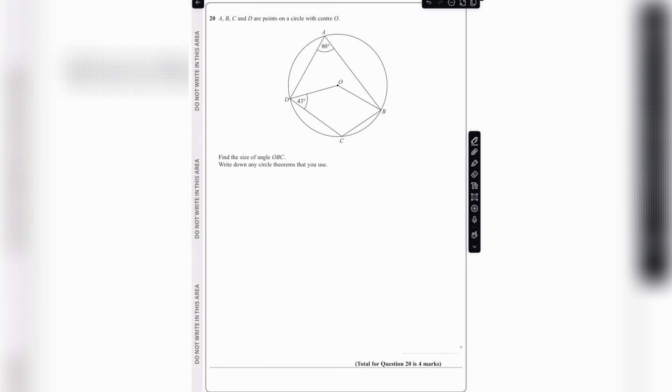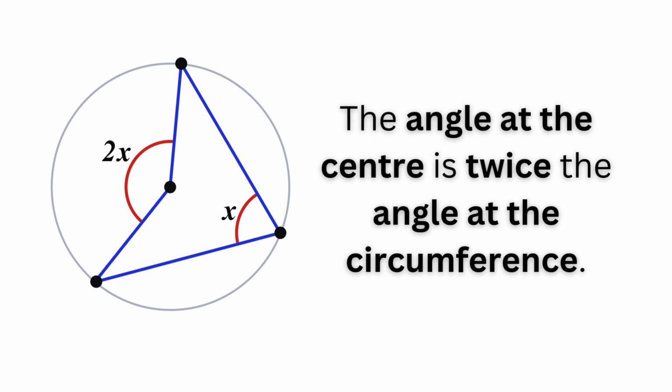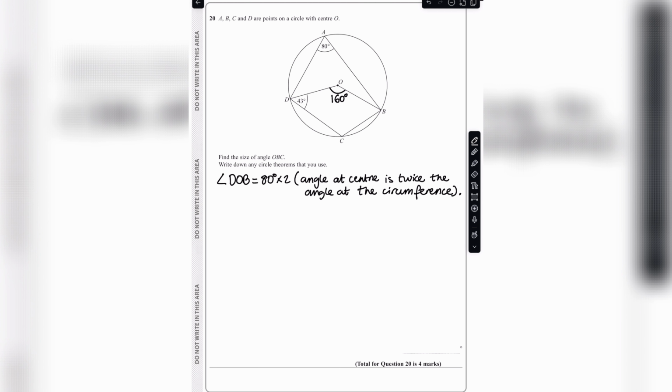In question 20, we are told that A, B, C and D are points on a circle with center O. Find the size of angle OBC. Write down any circle theorems that you use. So the first thing we can identify is that in order to obtain the angle DOB, we need to multiply the angle DAB by 2, because angles at the center are twice the angle at the circumference. So we get a value of 160 degrees.